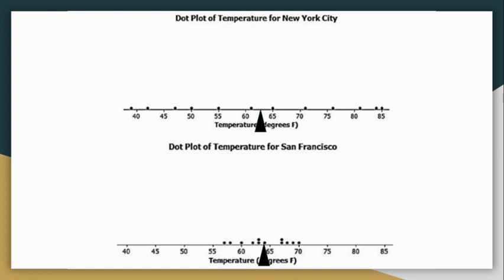The means of the two cities are very similar, but look at the variability of the data points on each dot plot. Which dot plot has more variability, meaning a wider range of data values? New York has much more variability than San Francisco. New York has data as low as 39 and as high as 85, whereas San Francisco's data is all clustered between 57 and 70. Use this information to answer questions 4 through 7 on your independent practice page. Pause the video here until you're ready to move on.